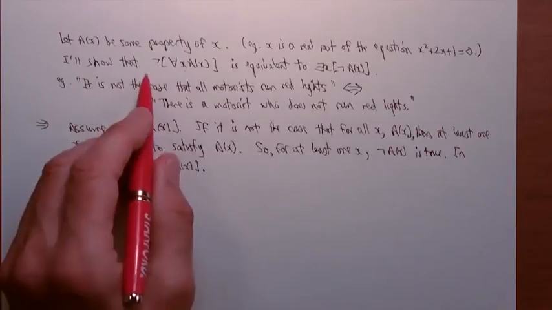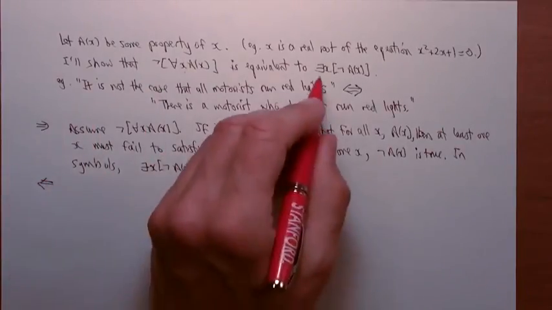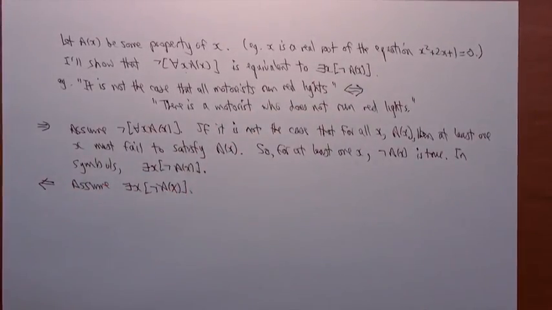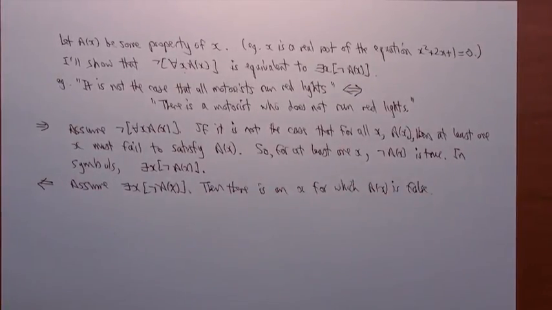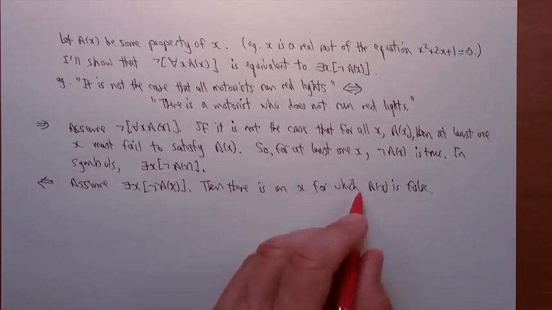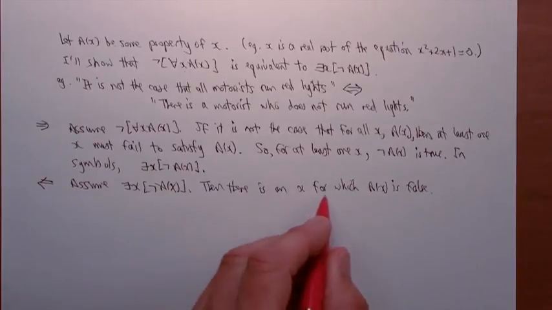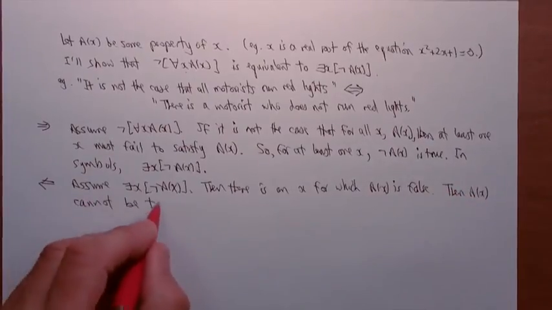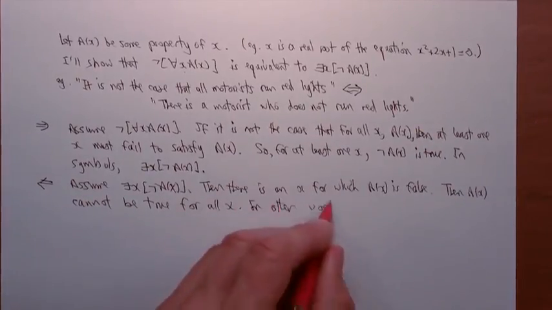Now we want to do the other implication. So, assume exists x not A of x. Well, in this case, there's an x for which A of x is false. That's just expressing this in everyday English. Well, if there's an x for which A of x is false, then A of x cannot be true for all x.